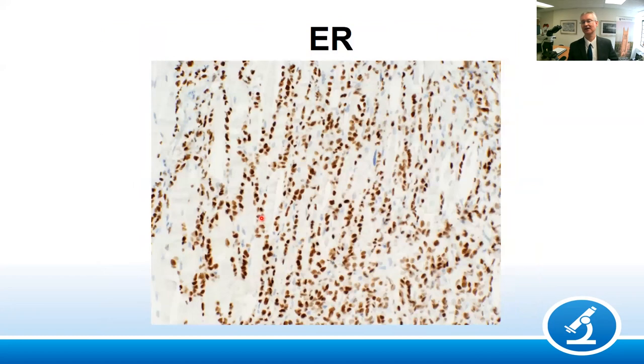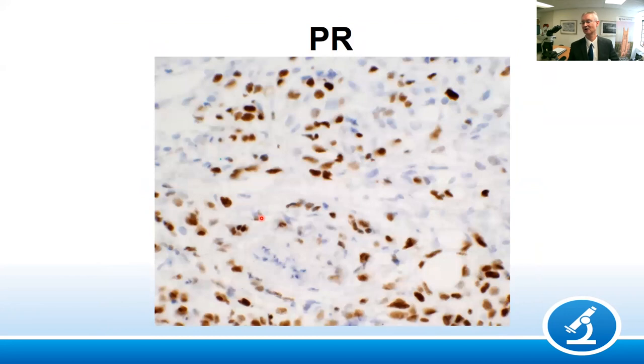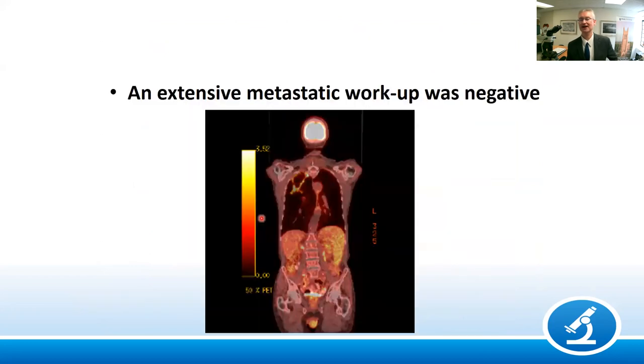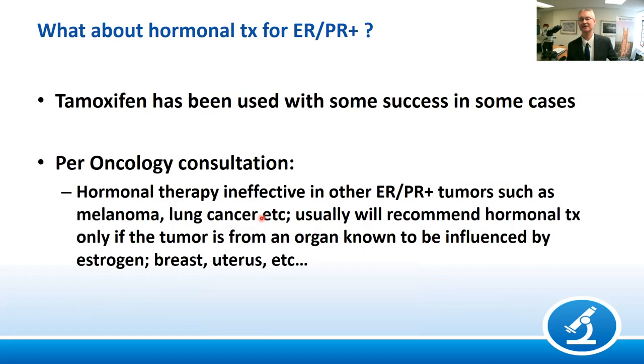Ki-67 is low. They stain with estrogen and progesterone receptors, which again brings breast cancer into the differential diagnosis. The patient I showed you was a male, so you might not really have that high on your list. FISH was negative for HER2 amplification, and extensive metastatic workup was negative. And then a question came up, can you use hormonal therapy for estrogen progesterone positive tumors, especially in the eyelid?